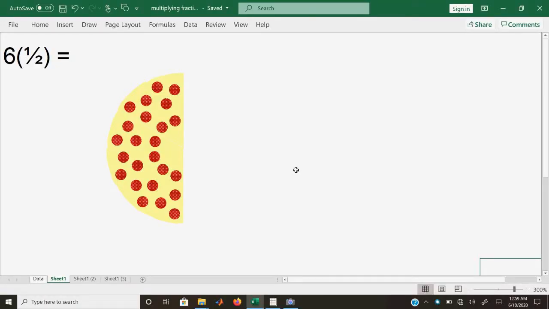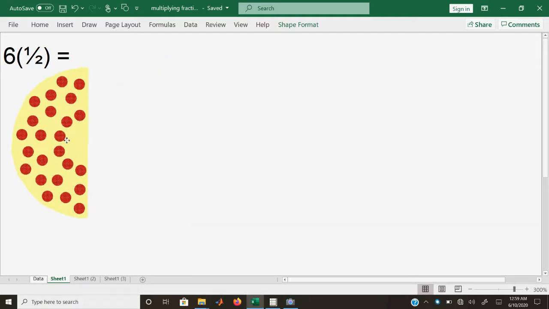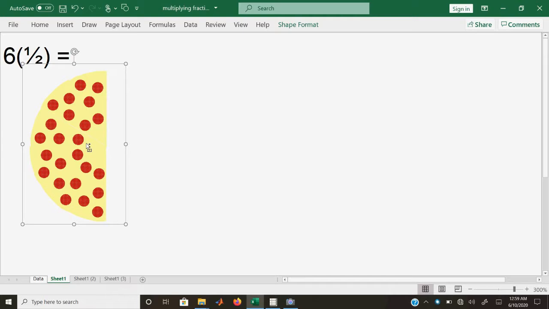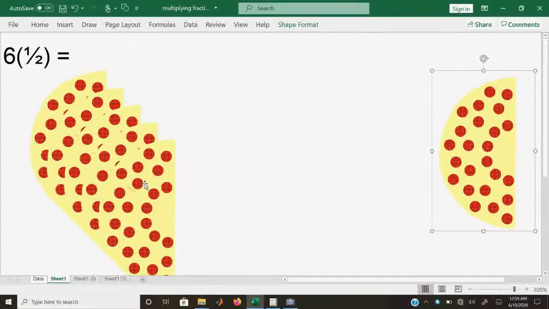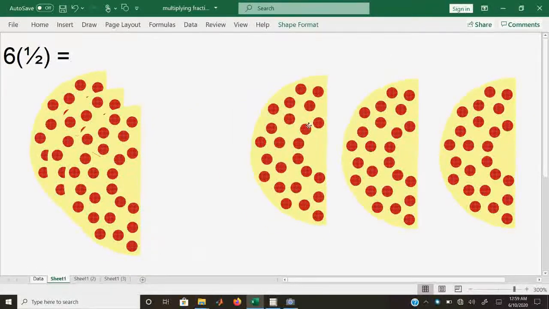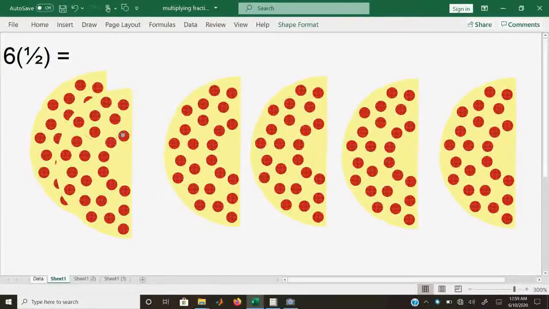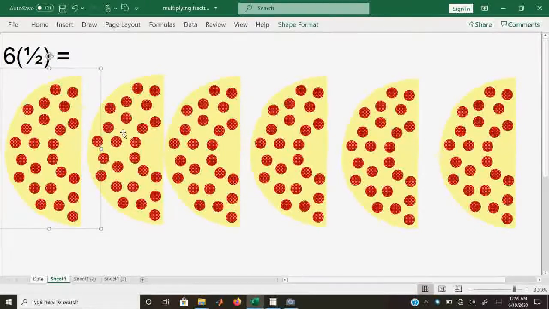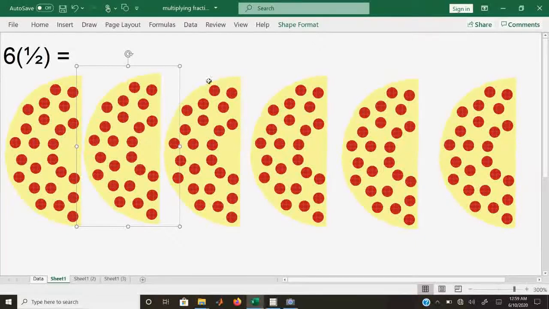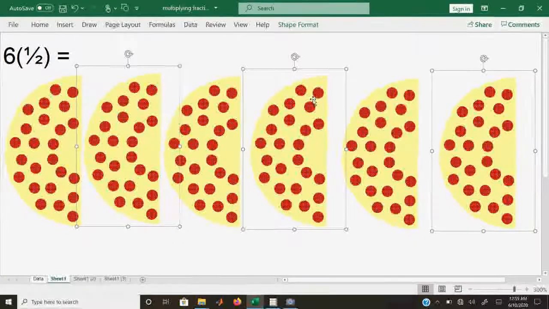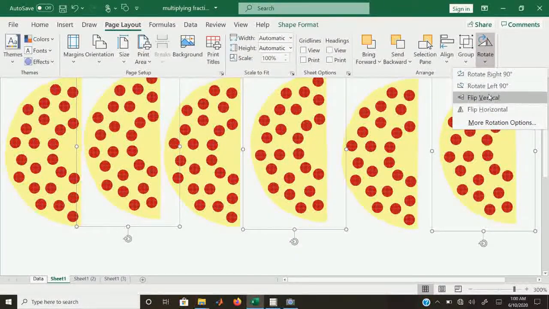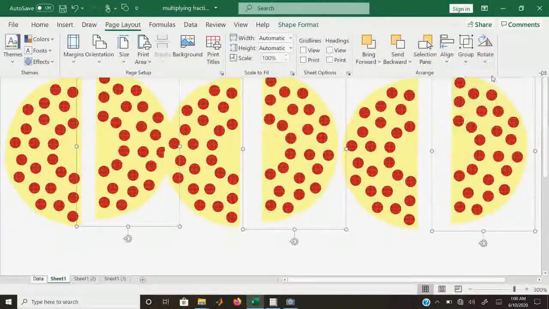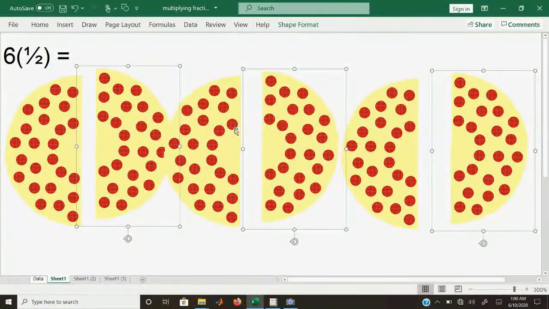When we multiply fractions, we are going to start with 6 times 1/2, which means I want to add 6 1/2s together. So I've got 6 halves of a pizza, and I want to put them together. If I do 3 times 5, I put 3 5s together. 6 times 2, I put 6 2s together. In this case, I'm going to put 6 halves together. And you've probably figured out already that I'm going to end up with 3 whole pizzas.